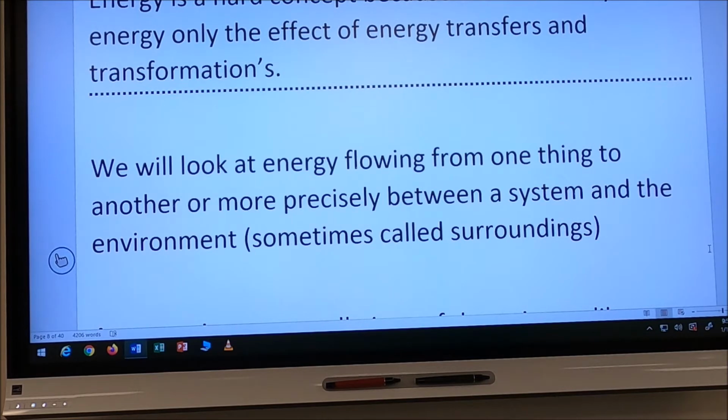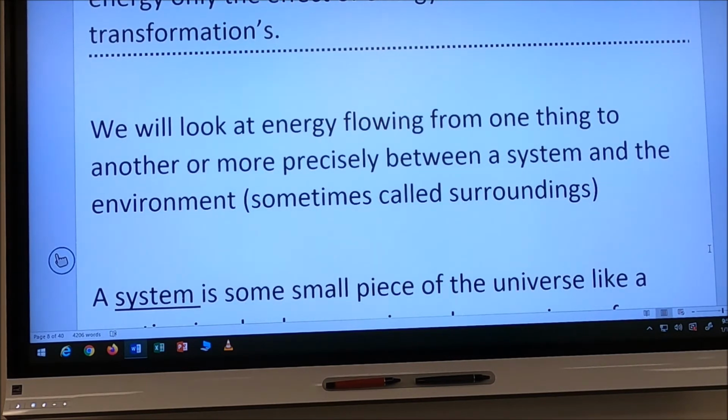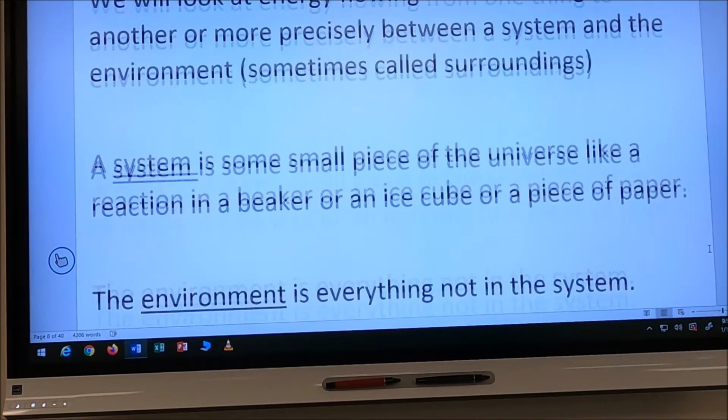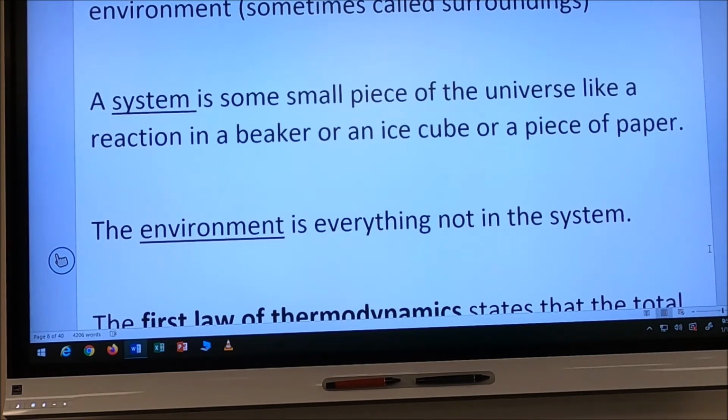Now, we're going to look at energy first, flowing from one thing to another thing, or more precisely, we're going to talk about system and environment, or sometimes it's called surroundings. So let's talk about what a system is. A system is some small piece of the universe, like a reaction in the beaker, okay, or an ice cube, or a piece of paper, or a log. You could be a system, okay? The environment or surroundings is everything not in the system. So the lights in the room, the tabletops, the other people in the room, they're environment.